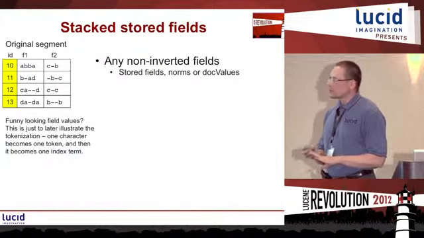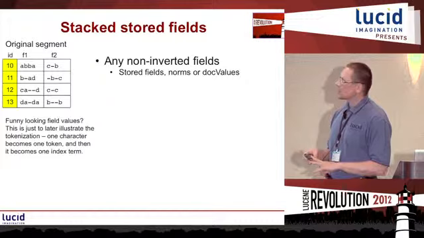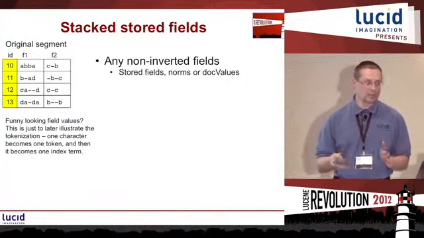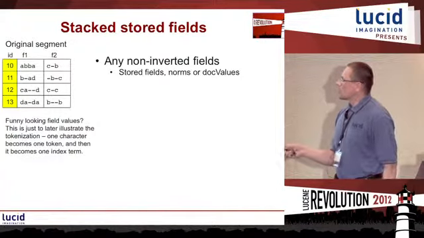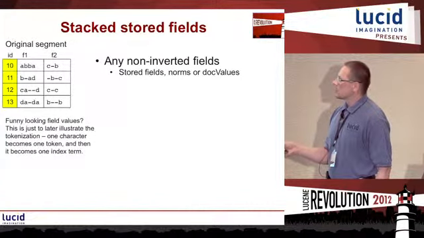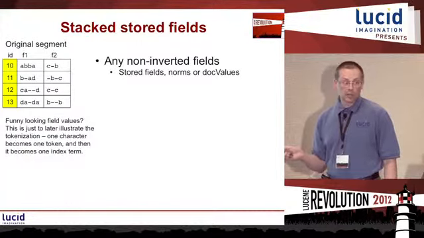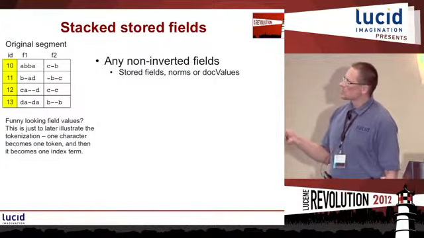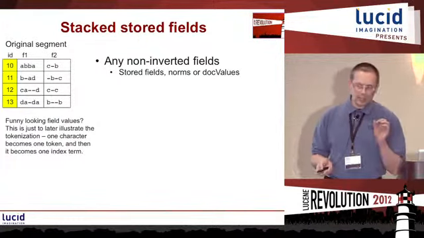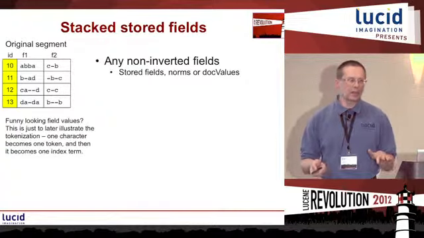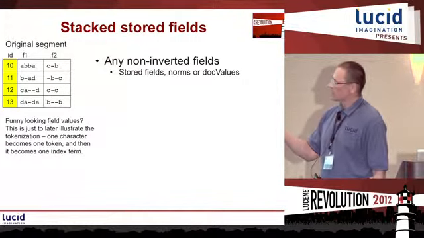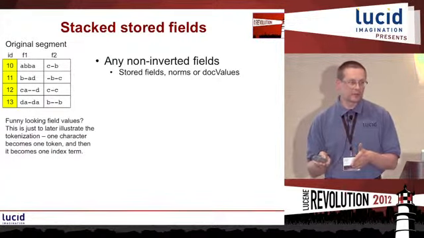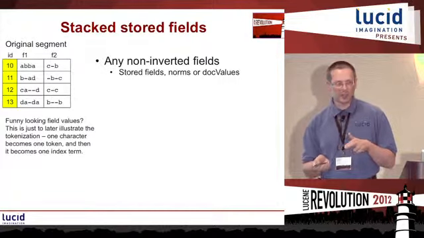So let's take an even closer look at how these stacked updates work for stored fields, because that's the easier case. So we have the original segment. We have the documents here, 10, 11, 12, 13. Those are the internal IDs, integers, right? And here are the stored fields. If you wonder about the strange values I put there, later on you will get these slides, so you can track it. These values make sense because I used an analyzer that splits character by character to illustrate later on how this works with inverted fields.